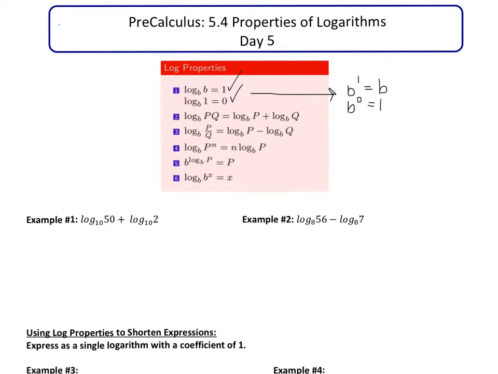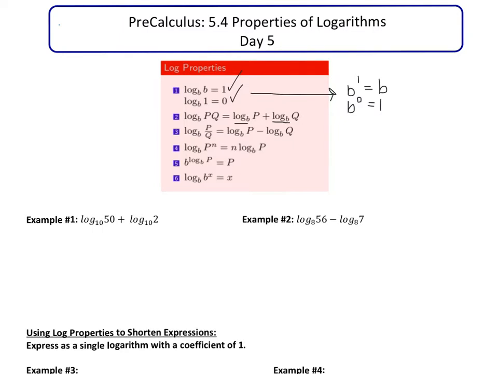Step 2 is saying log base b of p times q is equal to log base b of p plus log base b of q. Okay, so looking at these, it kind of reminds me of my exponent rules in a way, where if you are adding like bases, then you'll multiply your exponents. Same thing here. When you add like logs, you're going to multiply your arguments.